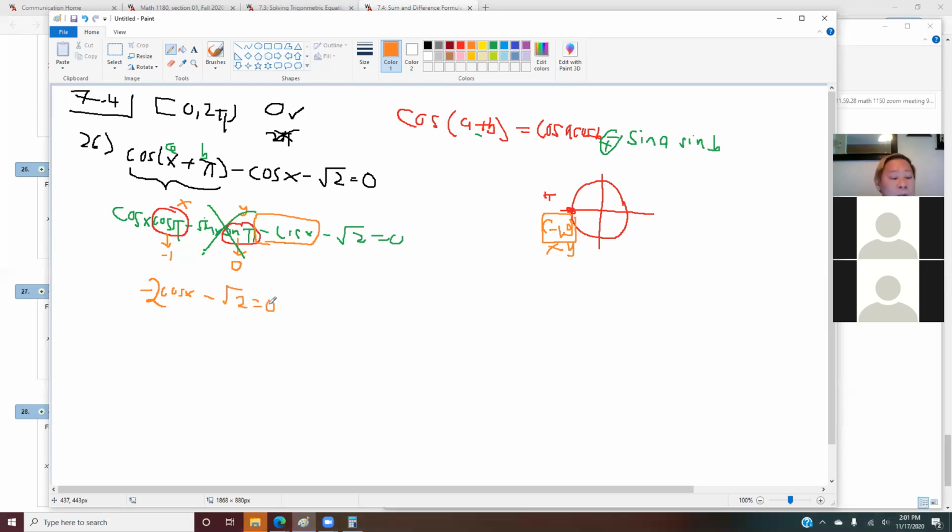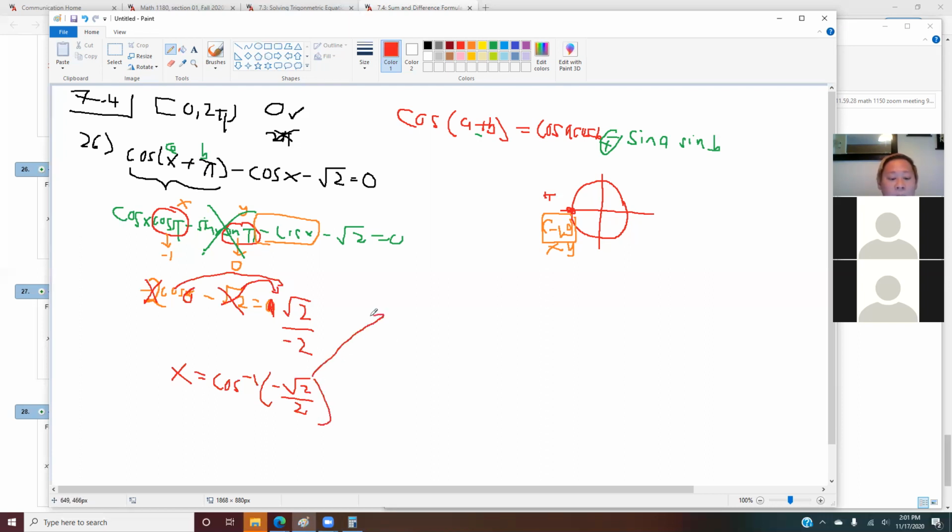So now what you need to do next is solve for X. How do we solve for X? First we move the √2 over, so the -√2 becomes positive √2. Then I divide everything here by -2, and then I move the cosine over. So this becomes arc cosine of -√2 over 2.